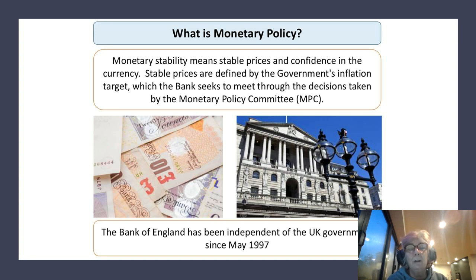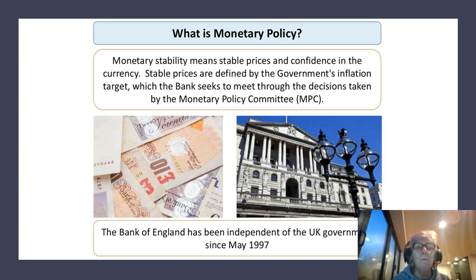Now, every government will define its own inflation target. In the UK, it's the Bank of England, actually, that defines the UK's inflation target, and that happens through the Monetary Policy Committee. And in fact, the inflation target for the UK is 2% at the moment, and that's quite a common inflation target for many economies.